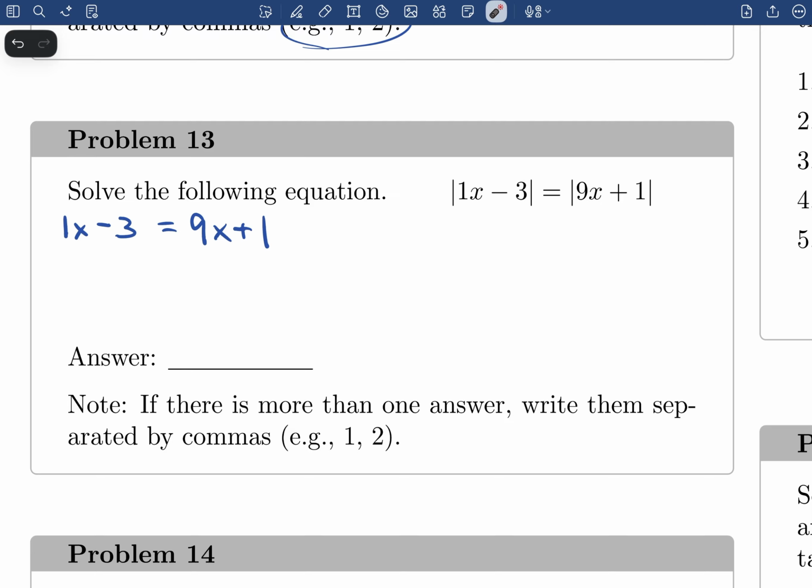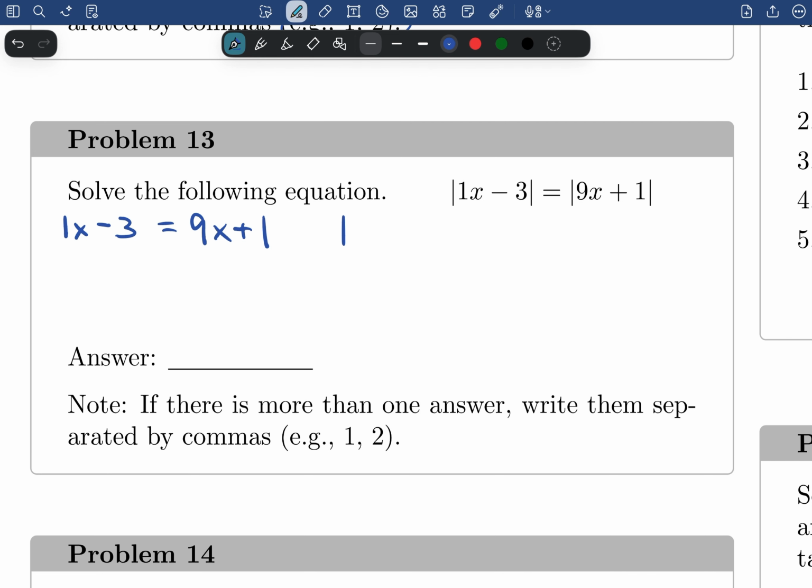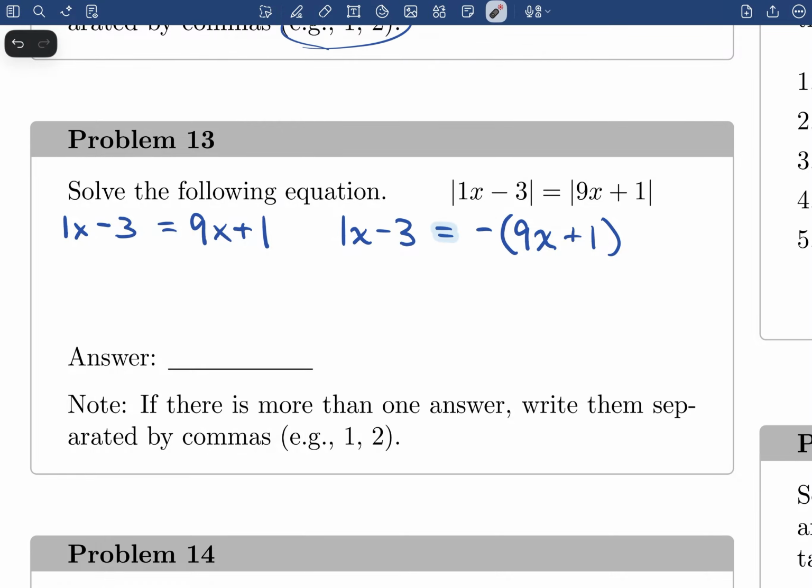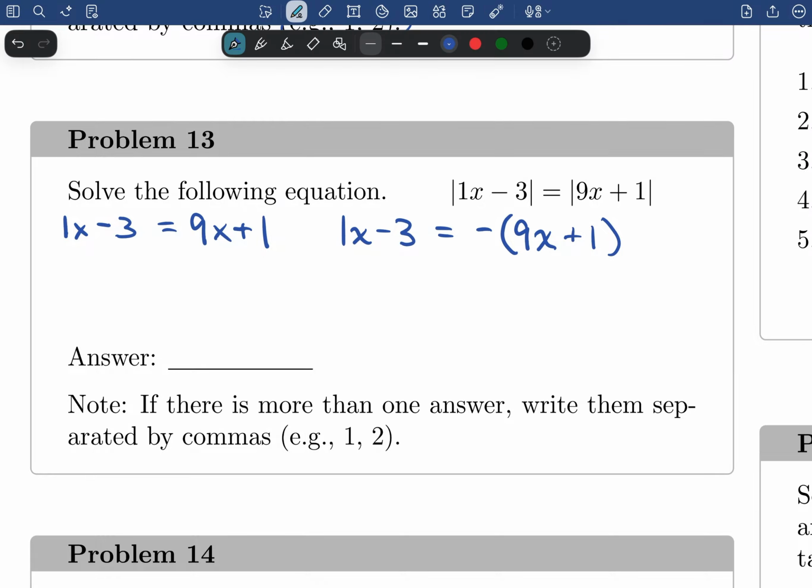Rewrite it. Now, in the second case, take the first stuff, the 1x minus 3, and set it equal to the negative version of the stuff in the absolute value, 9x plus 1. So we're going to take 9x plus 1 and put a negative in front of it. Now, do you agree that 1x is just x? 1 times x is x. Yes. So to make your life easier, just make the 1 disappear. And now let's proceed to solve each equation separately for x.